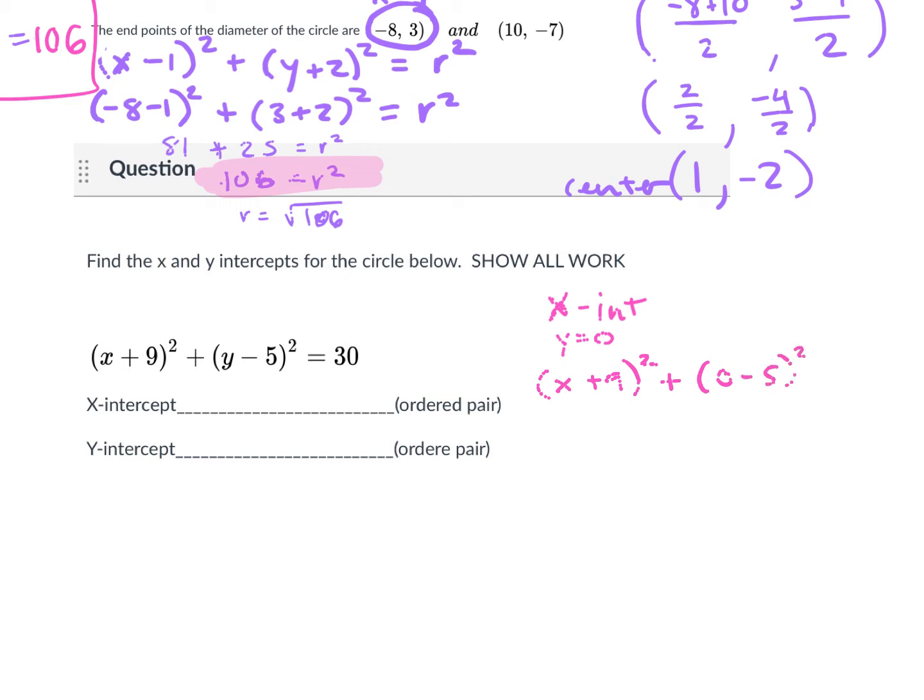X plus 9 squared, I'm going to FOIL. So this is x squared plus 18x plus 81. Sorry, my pencil is failing me right now, like always. Plus 25, because -5 squared is 25, and then that's equal to 30. I'm going to move everything to one side and combine my like terms. Because I see I have an x squared and an x, so I know I'm going to have to factor, or use my quadratic formula if it doesn't factor.